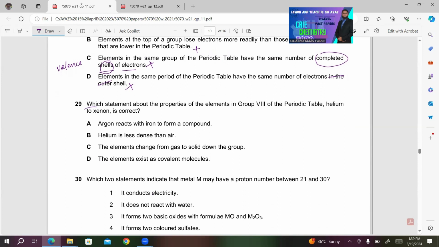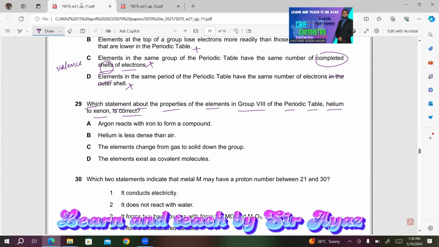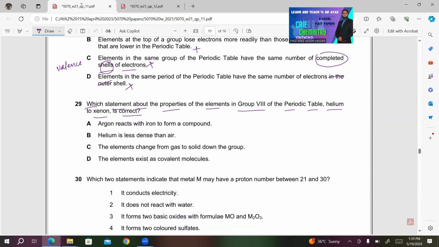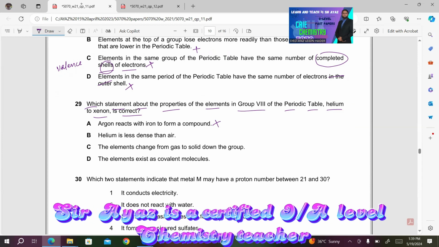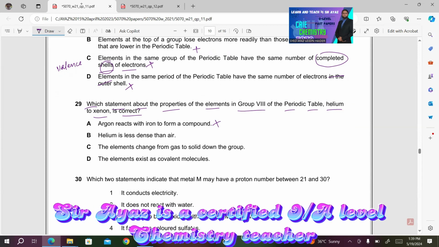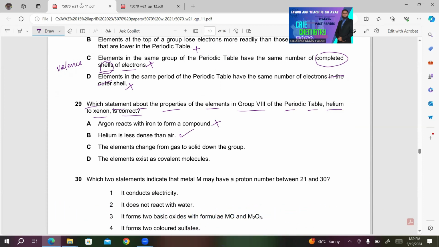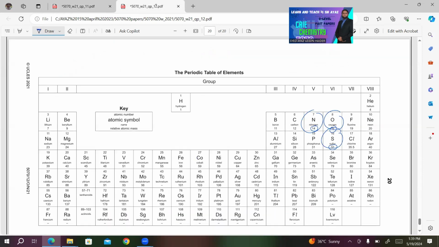29. Which statement about the properties of the elements in group 8 of the periodic table, helium to xenon, is correct? A. Argon reacts with iron to form a compound. This is incorrect because argon does not react. Group 8 elements do not react. So this is wrong. B. Helium is less dense than air. This looks correct to me because if you look at the position of helium, here's helium.